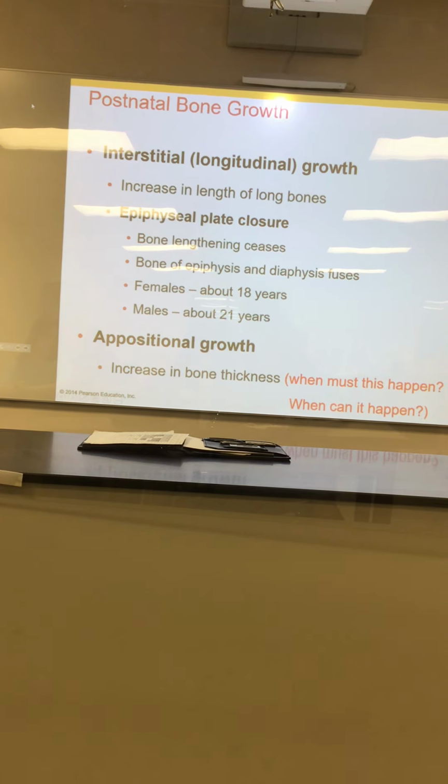As we age, the growth plates in our long bones get smaller and smaller and eventually go away. And you get bone-to-bone contact and it forms a solid bone. In females, this is about 18 years old. All right. In males, it's a little bit later, up to about 21. Why?